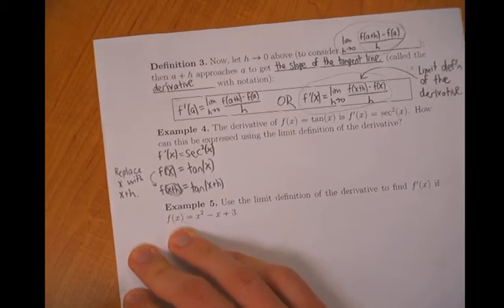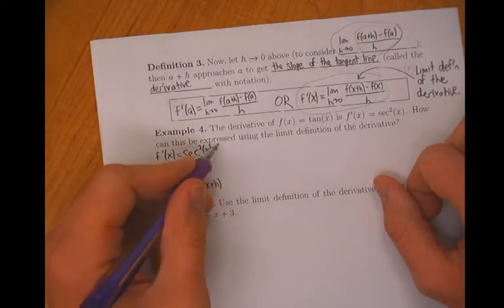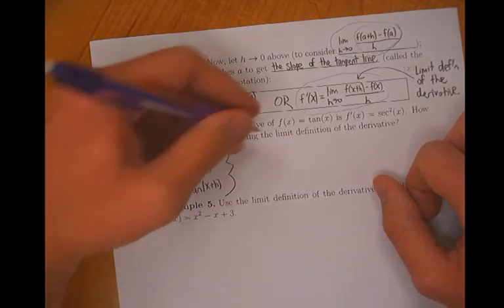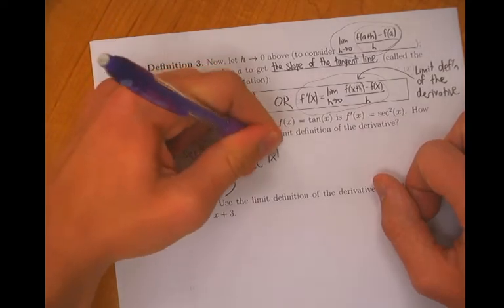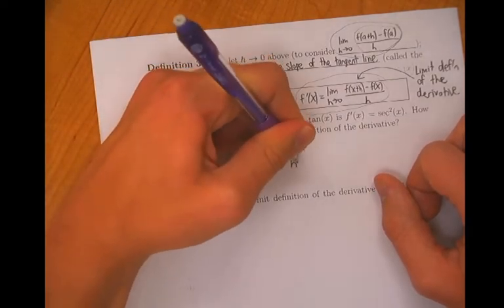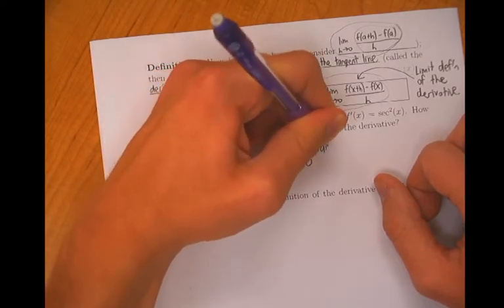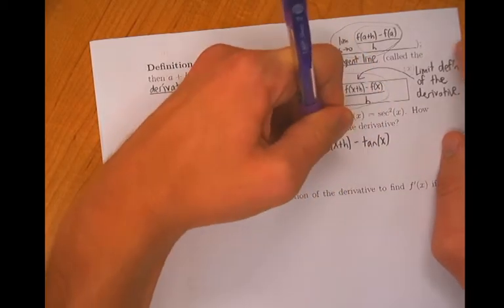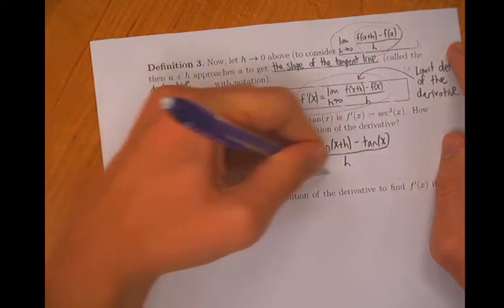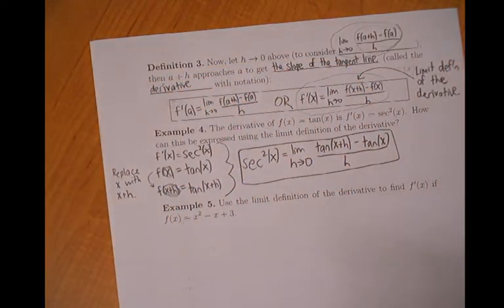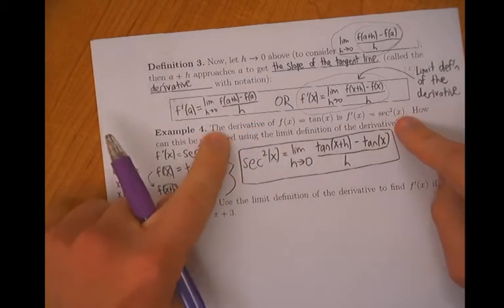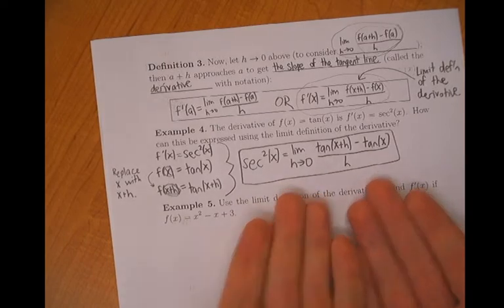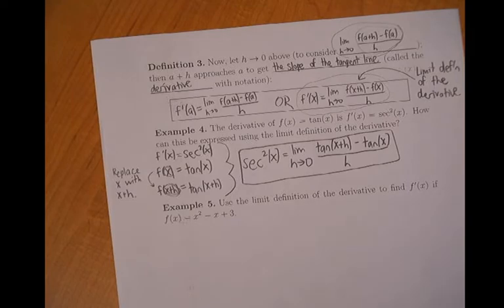Okay? So now that we have these three quantities, what we can do is plug this into the limit definition, which is the same thing as saying secant squared of x equals the limit as h approaches 0 of tangent of x plus h minus tangent of x, all over h. So if you want to express this sentence using the limit definition of the derivative, this is how you would do it. Okay? Any questions on that?